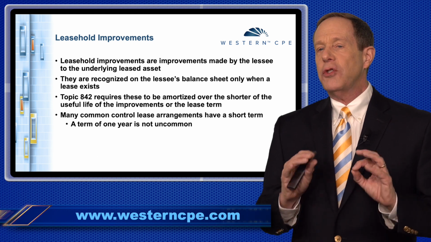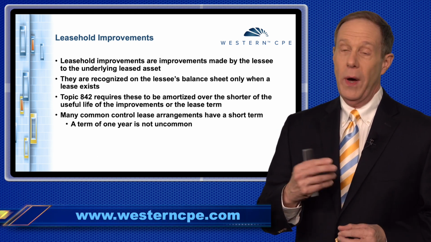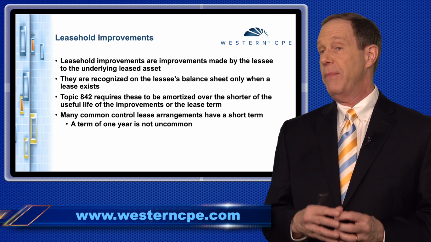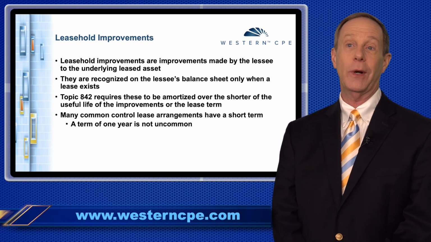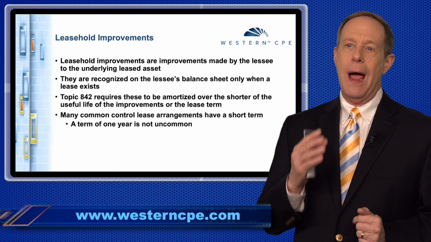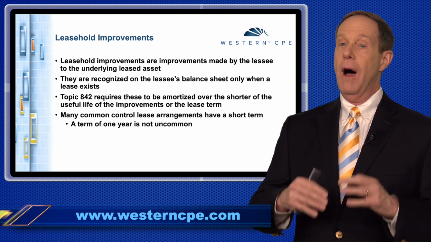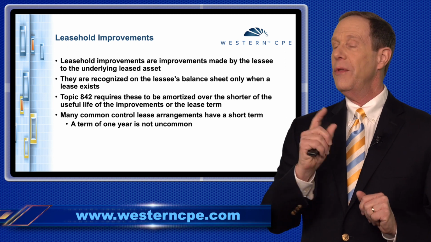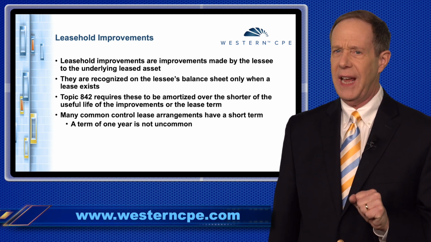The second issue is accounting for leasehold improvements associated with common control leases. Leasehold improvements are improvements made by the lessee to the underlying leased asset. You're leasing a building and you fix it up. They're recognized on the lessee's balance sheet only when a lease exists. I mean, if you go fixing up things in somebody else's property, now you can see why that's not really your asset now, is it? Topic 842 requires these leasehold improvements to be amortized over the shorter of the useful life of the improvements or the lease term, which seems reasonable in most cases.